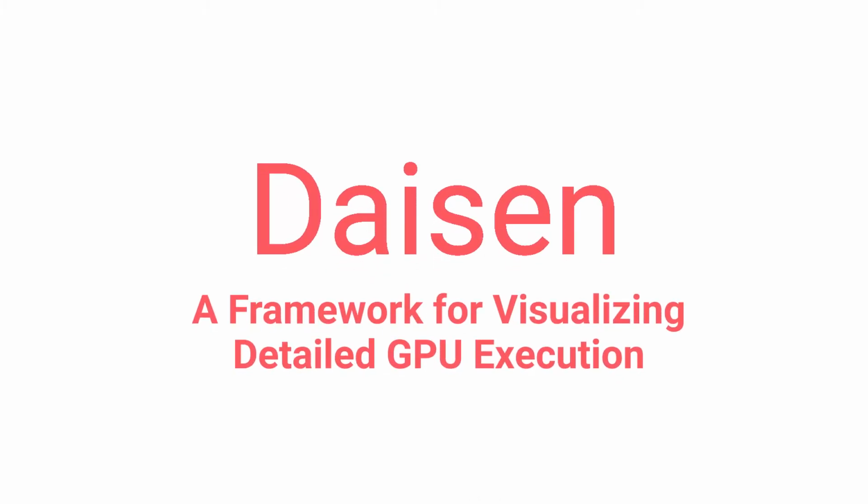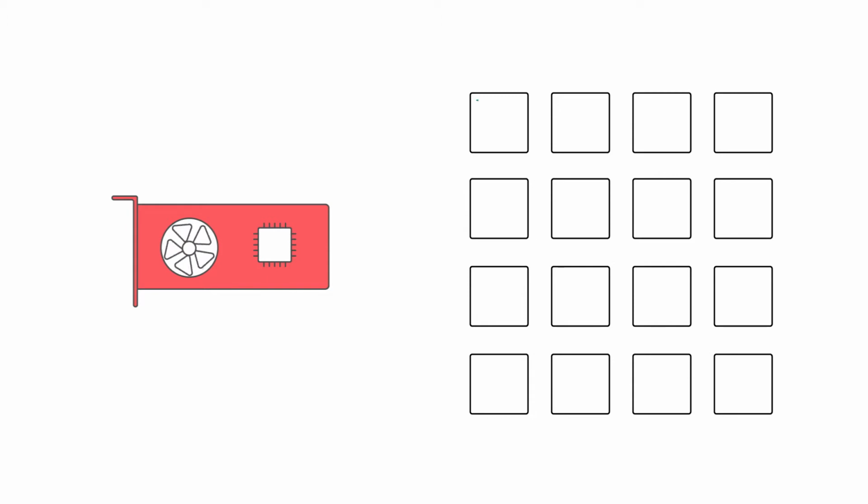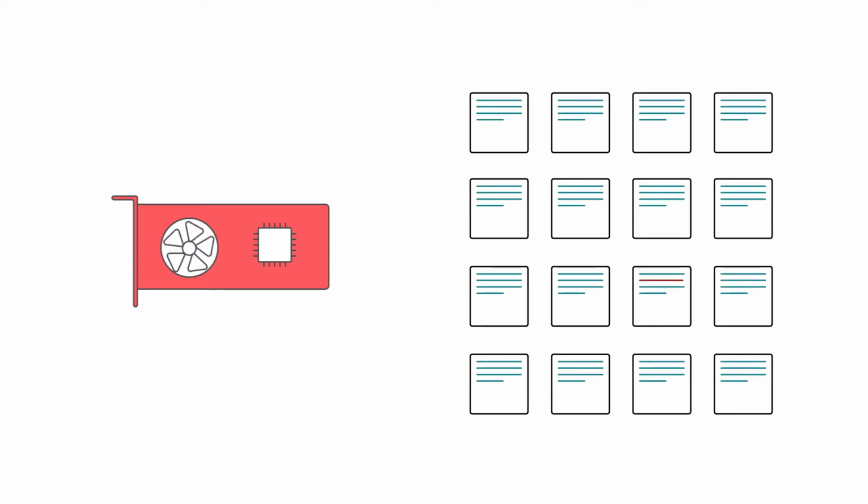This video presents Daisen, a framework for visualizing detailed GPU execution. GPUs are devices that have a large number of cores, and each core can run a large number of threads. GPU hardware designers need to find subtle mechanisms in each core that cause performance issues. This is very challenging without a visualization tool, but Daisen can help.